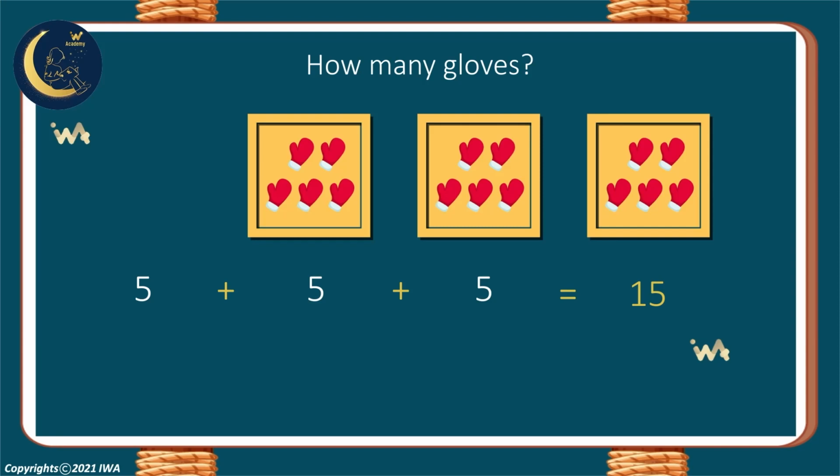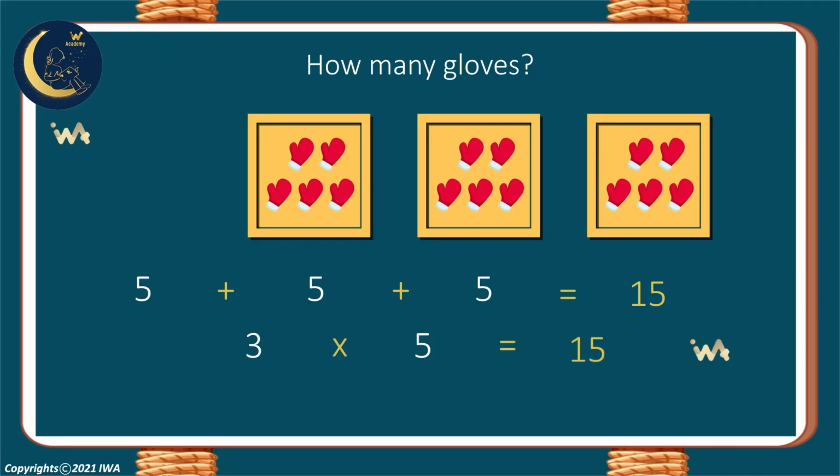Well done. Now, how about we write the multiplication sentence that presents the number of gloves? Come on, say it with me. How do we write the multiplication sentence? Excellent. Write the number of groups multiplied by the number of objects in each group. How many groups do we have? 3. Great. How many objects are in each group? 5. You're wonderful. So now we have 3 multiplied by 5 equals 15.